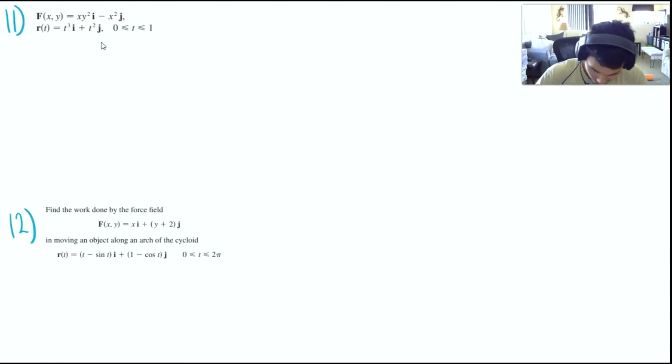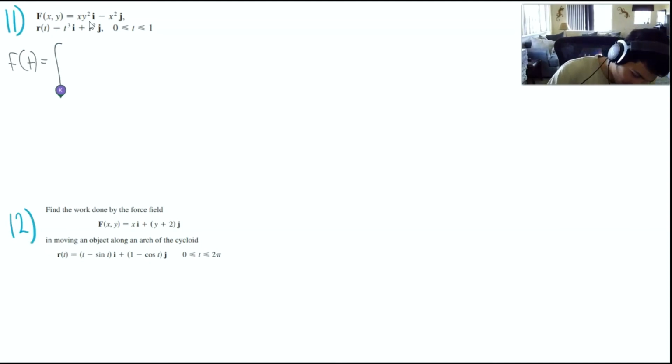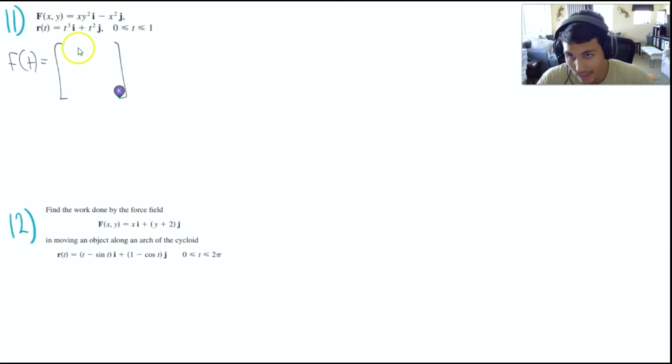Well, why am I doing it in red? F of t. Remember from last time, we can use r of t and sub it into each little x, each little y, where x is t cubed and y is t squared. So stop writing in ijk form and start using column vectors. It's a lot better way to write your vectors.